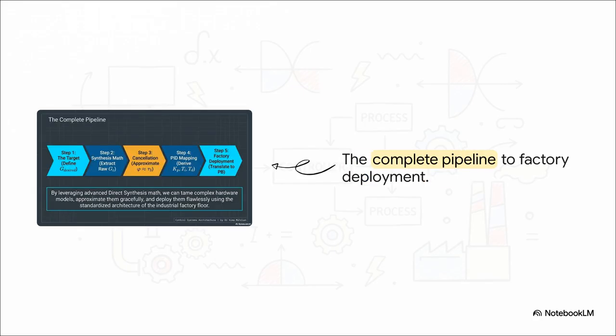To wrap this all up, let's quickly recap our 5-step pipeline. Step 1, define your target, G desired. Step 2, extract the raw GC through synthesis math. Step 3, use cancellation to approximate phi to tau 3. Step 4, map and derive the standard PID parameters Kp, Ti, and Td. And step 5, translate all of that into industrial terms like proportional band for factory deployment. By leveraging this direct synthesis math, we approximate gracefully and deploy flawlessly.